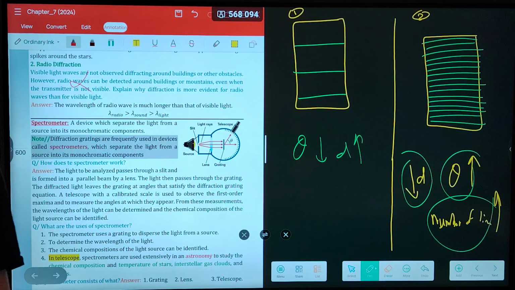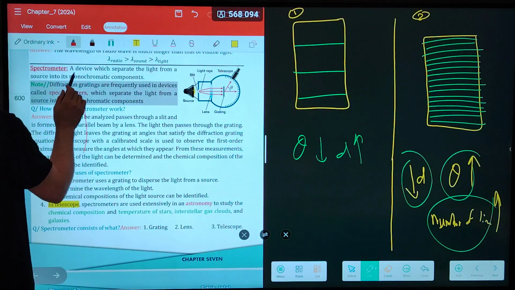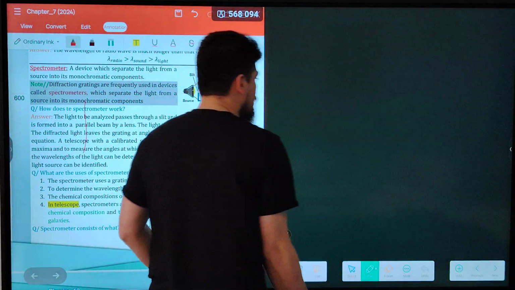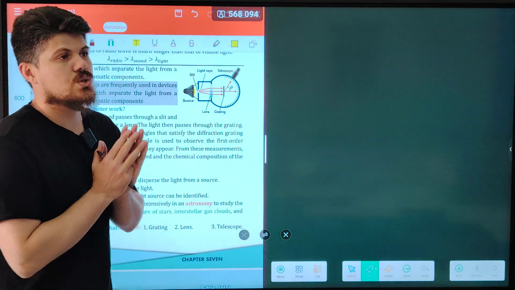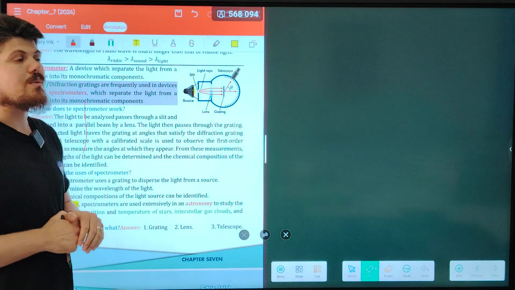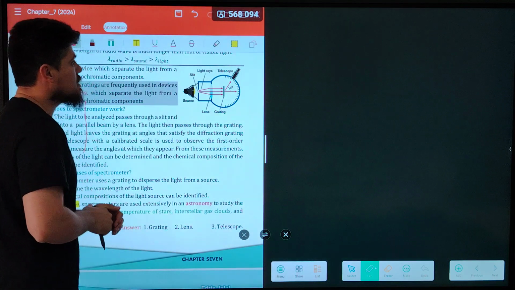A spectrometer is a device which separates the light from a source into its monochromatic components. When the white light passes through the diffraction grating, this white light can be dispersed into monochromatic light, into the colors of the rainbow. So this is the figure of the spectrometer.